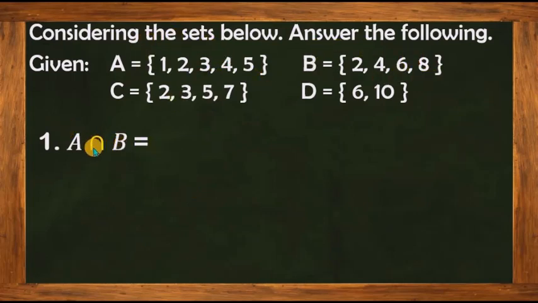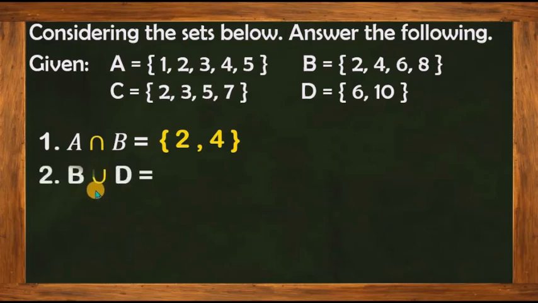When you say intersection, what are we looking for? Very good. That's the common element. So what are the elements common to A and B? That is 2 and 4. Did you get it? Great job if you got it.